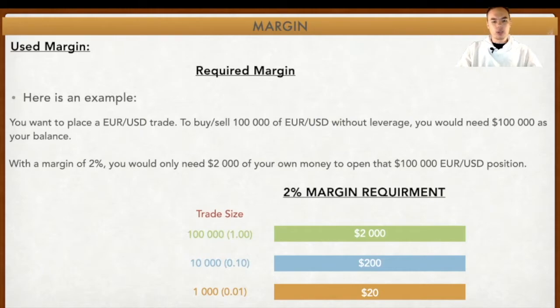So with a lot size of 1, okay, 100,000 units, you would need $2,000. With a lot size of 0.10, 10,000 units, you would need $200. With a lot size of 0.01, you would need $20.